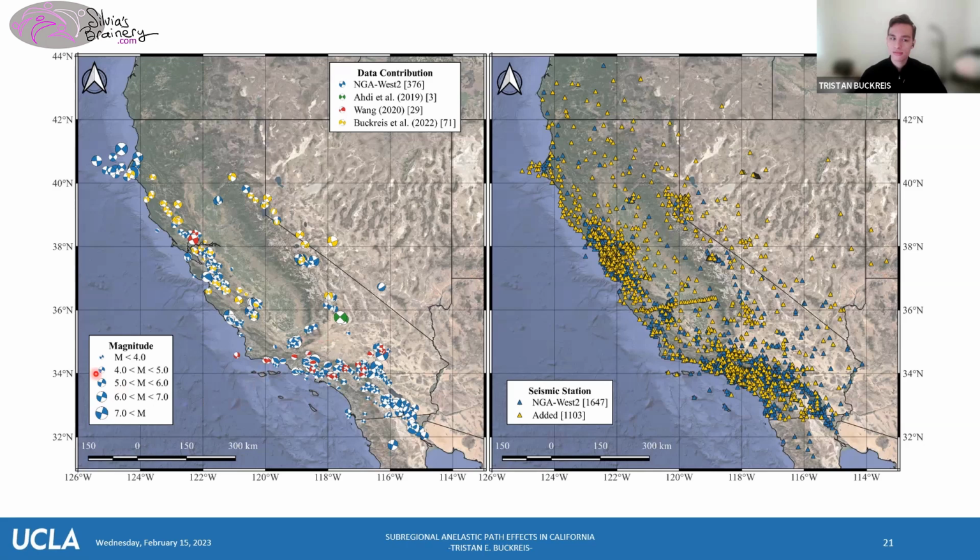But in this case, even the small ones can be useful, because path effects, we assume, in most cases, are going to be a linear kind of phenomena. We don't assume nonlinearity in the path effects. So the small magnitudes are just as useful as the large magnitudes. It's just that with large magnitudes, we get much further distances that we can use.